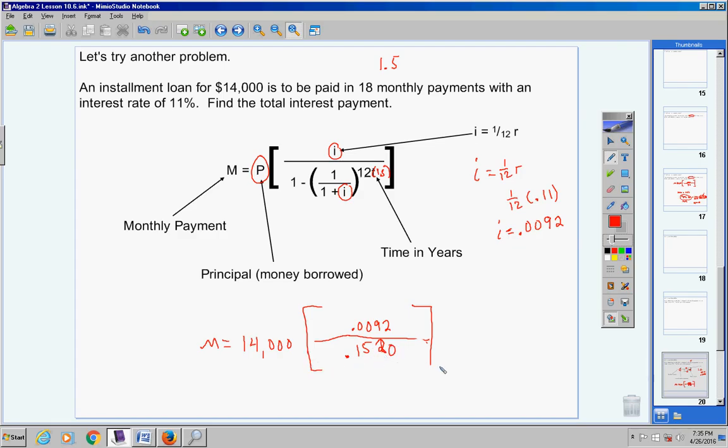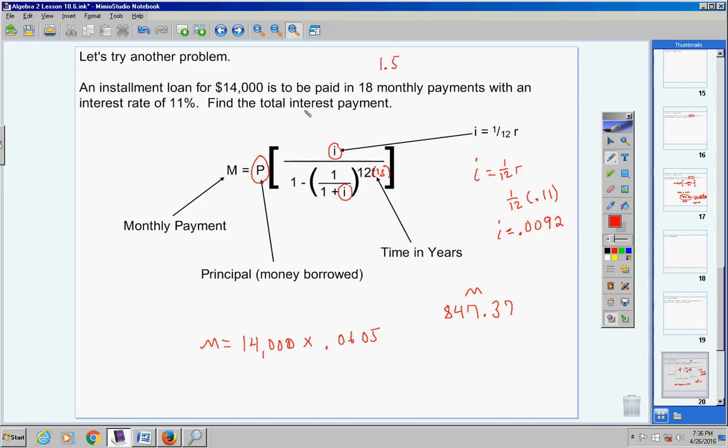So now I'm going to type this into my calculator. 0.0092 divided by 0.1520. Enter. And you'll get something like 0.0605263158. Okay, so multiply these two numbers together, and here's what we get. Your monthly payments will be $847.37.